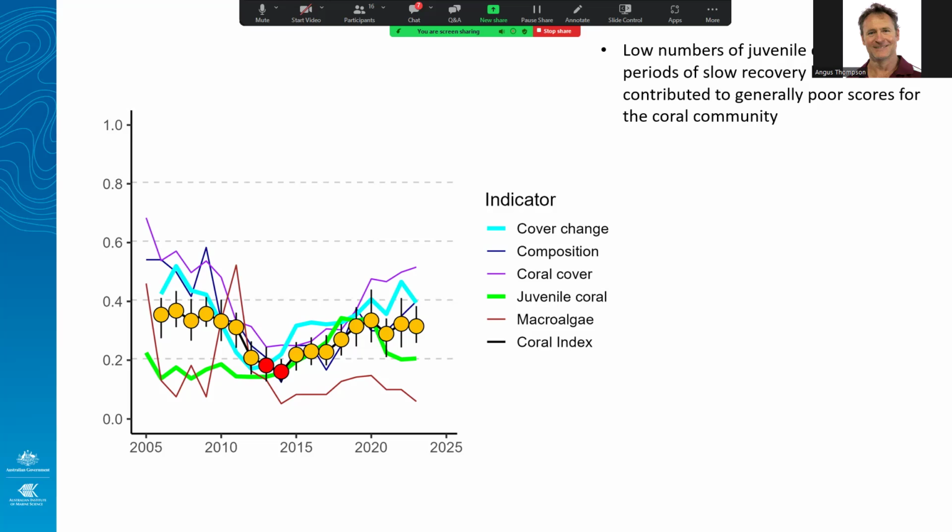But this cover change, it also declined quite dramatically over that wet period. And then as the corals were recovering, the rate of their recovery was improving as well, to the point where last year it was right on that border of a C and D, but it was getting up towards expectations and an okay grade. Okay, next slide.